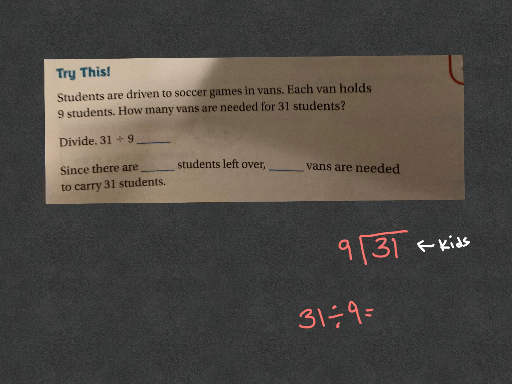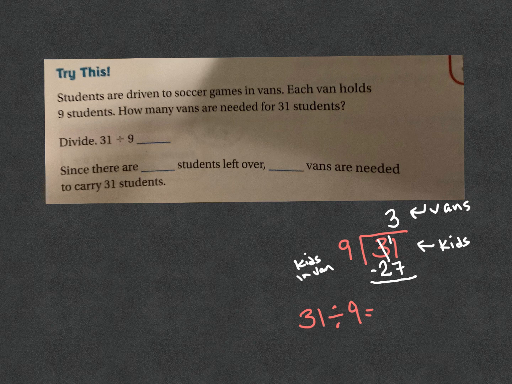How many kids in a van? The most they can fit. And so this number is going to represent how many vans? All right, let's go ahead and do the calculation. 9 times what number gets me as close to 31 as possible without going over? 9 times 3 is 27, and 9 times 4 is 36, which is over. So I'm doing 9 times 3 to get 27.